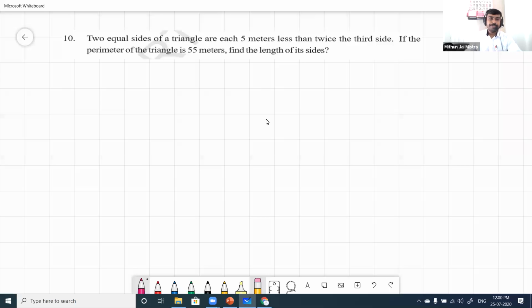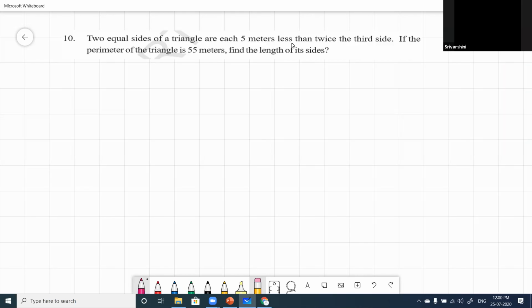Children, we have the 10th question here. Two equal sides of a triangle are each 5 meters less than twice the third side.